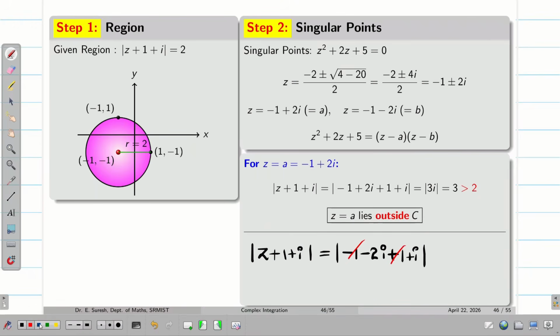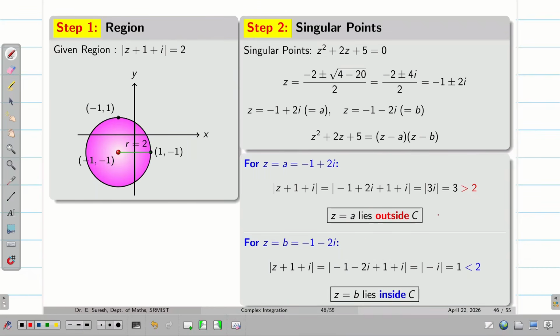Minus 1 plus 1 get cancelled. We have minus 2i plus i, which is simply modulus of minus i. It is going to be 1. So we have to take only the values. Now compare 1 with the right hand side and we can easily conclude it is less than 2. Therefore z equal to b is a singular point that lies inside C. So we found z equal to a lies outside C and z equal to b lies inside C.